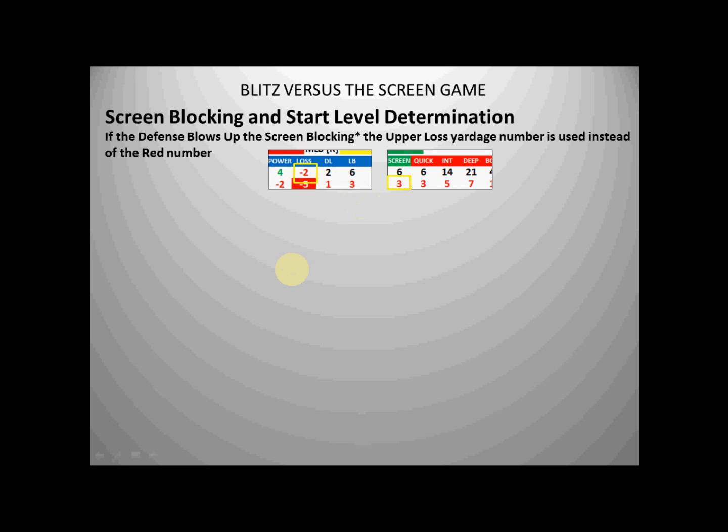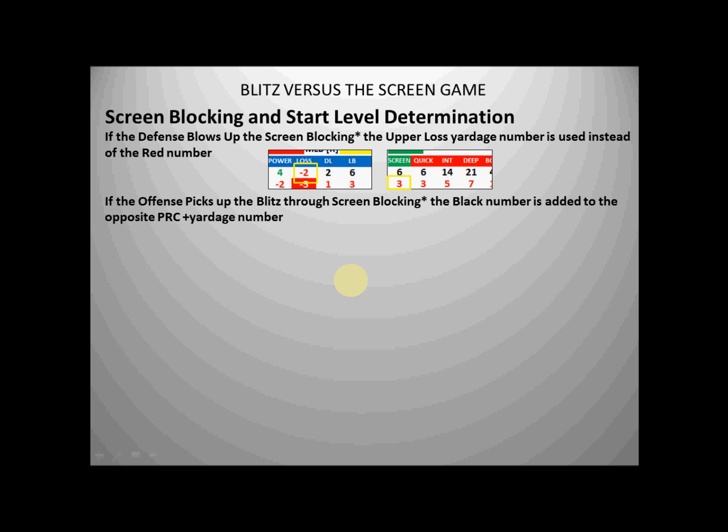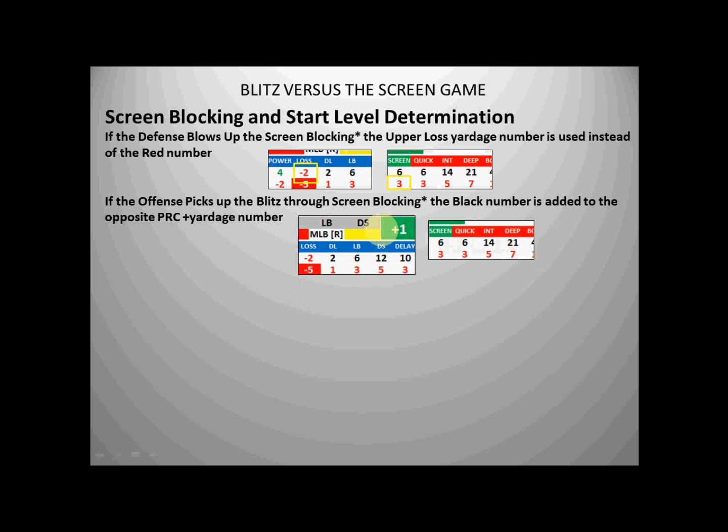So the defense blows it up in a blitz, or the offense fails to pick up that blitz. They're under a lot of pressure. The screen pass can still be completed, but now it's going to start further back at 2 yards behind the line of scrimmage. If the offense picks up the blitz through screen blocking, or the defense brings pressure but isn't able to get there or blow up the screen blocking, the black number is added to the opposite PRC plus yardage number. So when we look at it, the PRC plus yardage number is this one on the opposite side. It's the plus, and it's going to be a number 1 through 10.